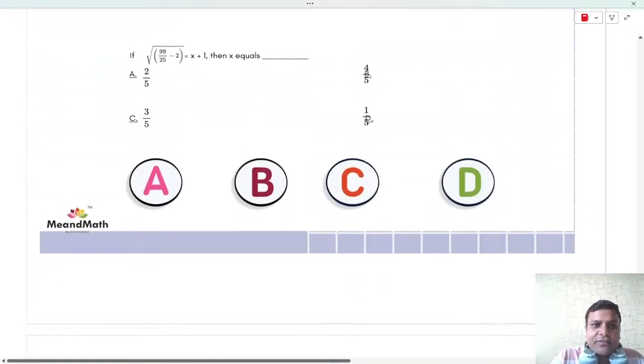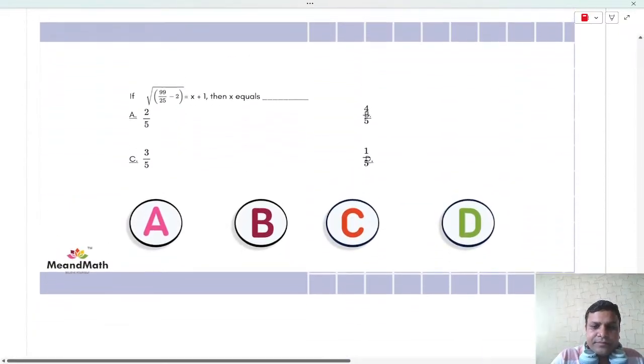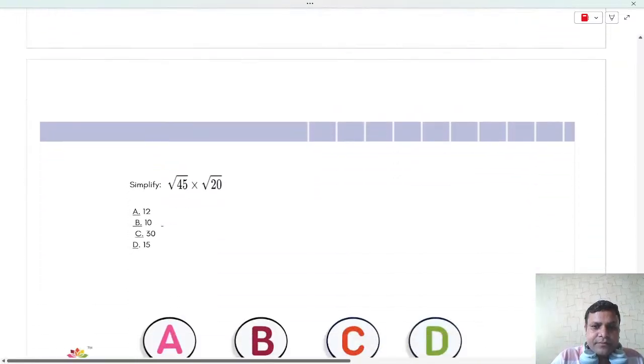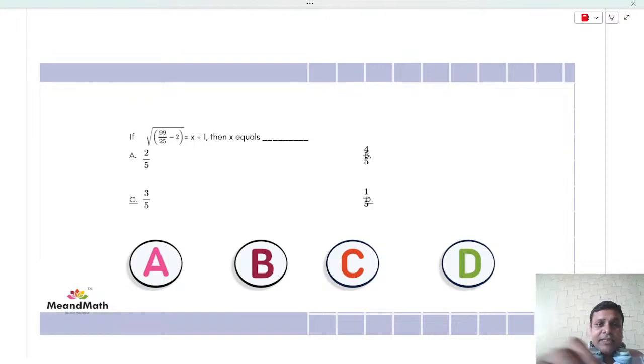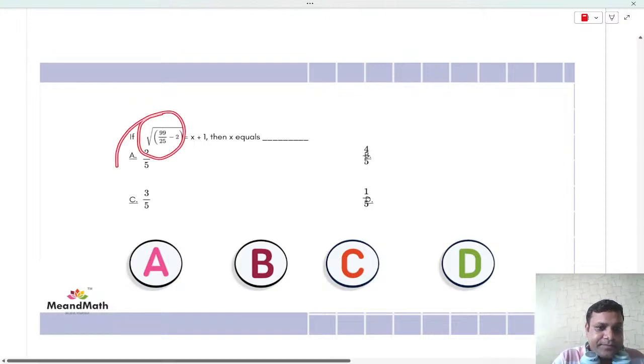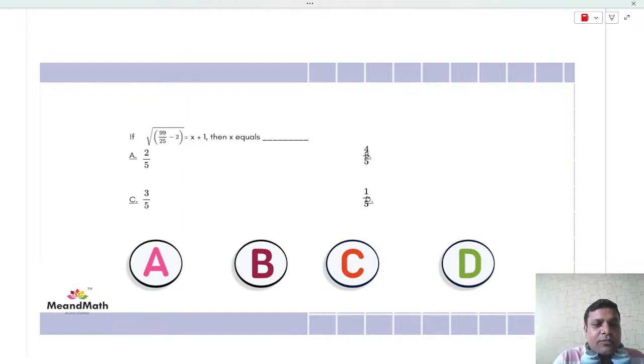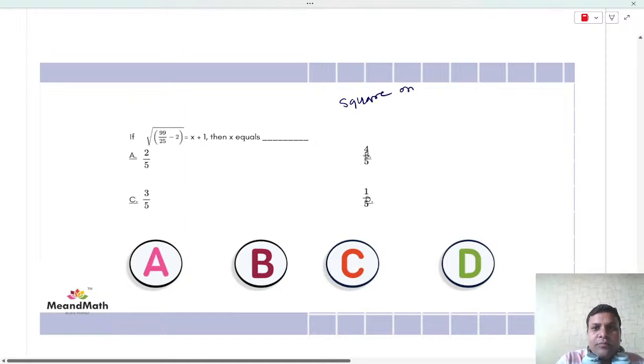Now the second last question of the session. If root 99 upon 25 minus 2 is equal to x plus 1, then x equals. Again, in this question, root is involved here. So you have to remove the root. Then you have to do square on both sides.